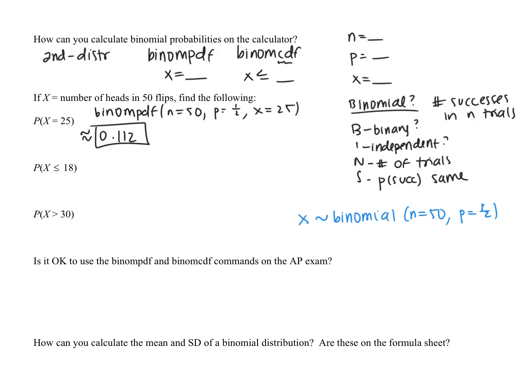If you were using the formula, which again, I said you don't need to know the formula, you need to be able to recognize it though. The formula would show you something like this. 50 choose 25, 1/2 to the 25th, 1 minus 1/2 to the 25th. So just to talk about, this is our successes. So these are our 25 heads. These are our 25 tails.